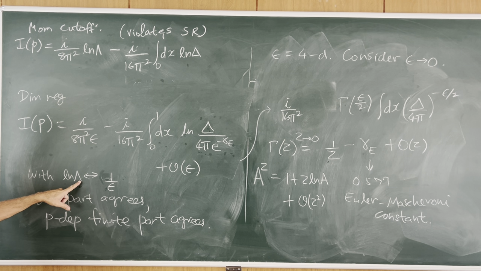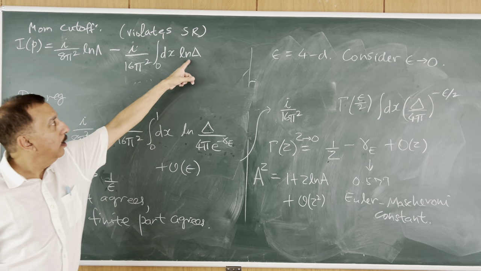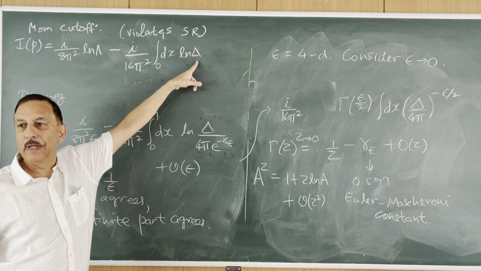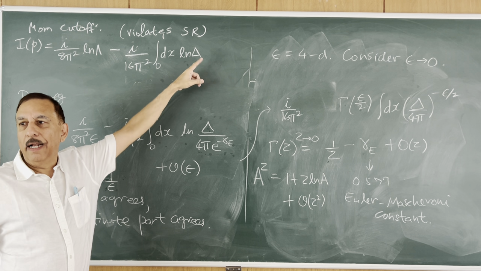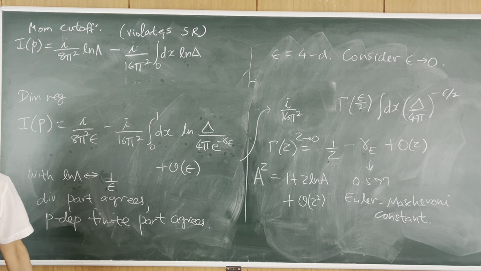It has dimensions of momentum. Epsilon is a dimensionless quantity. It's the difference between d and 4. Okay, so it's a bit weird. In fact, it's a bit weird in the first place that we have log of delta. Why should we have log of delta where delta is a dimensional quantity?